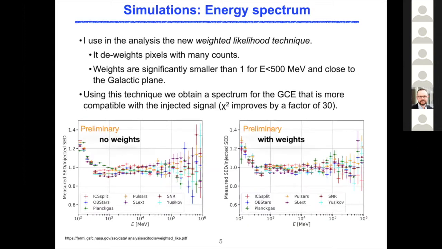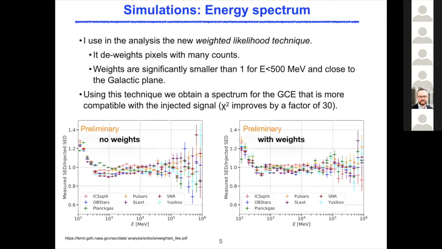And so before showing the results with the real data, I worked on simulations, and in particular, I focused on the energy spectrum. You see in these two images the ratio between the measured spectrum and the injected spectrum. In this case, basically, I injected in the Fermi data a galactic center excess given by dark matter. And then I analyzed the data and tried to find how Fermi reconstructs the spectrum. This is between 100 MeV and 1 TeV of energy.